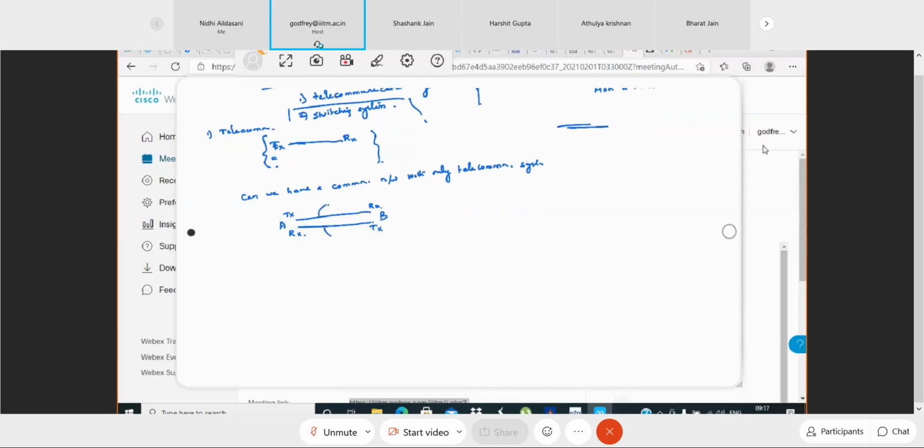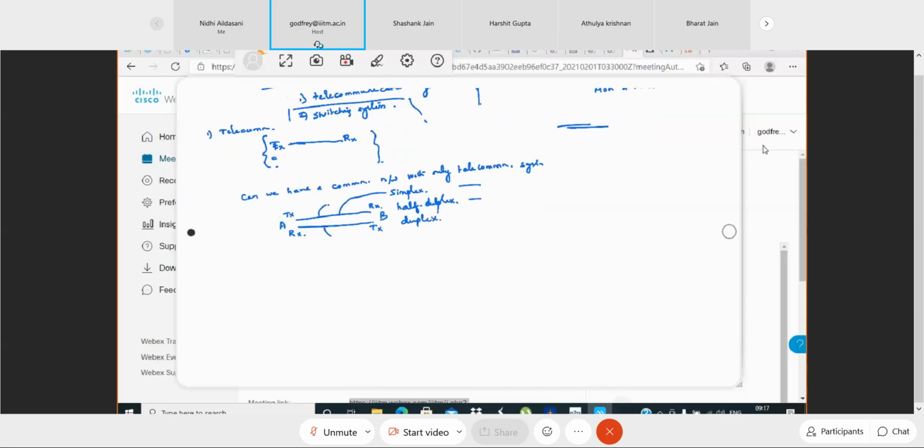Now, what kind of link is this? This is called a simplex. Then you have a half duplex link, and a full duplex.